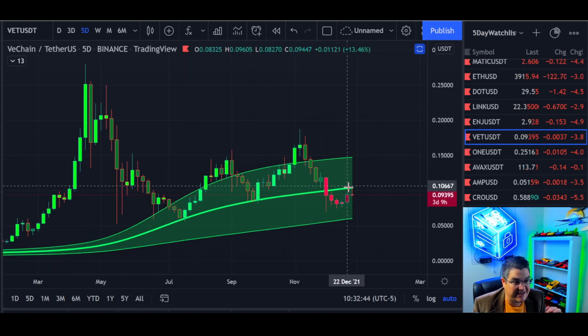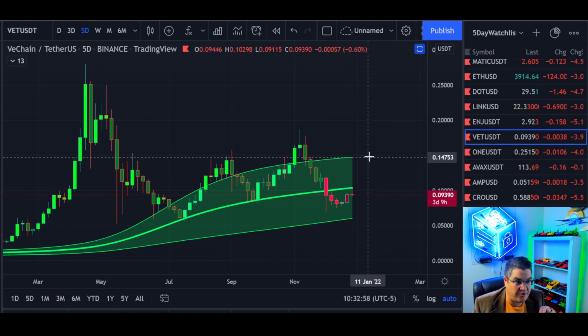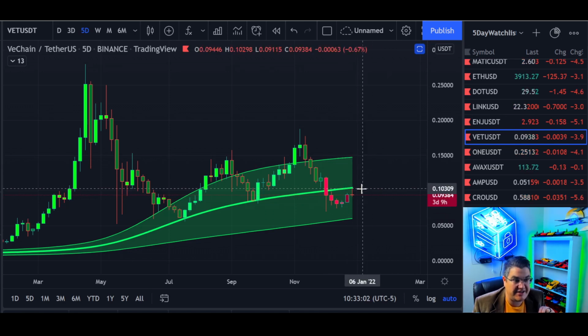So until VeChain gets above 10 cents and closes 2 candles above 10 cents, above that median line, then we're just kind of on standby, right? If we close 2 candles above here, then we can make a run towards the top of this, around this 15-cent level. This is slightly increasing, so we want to watch that in the coming days and weeks for VeChain.